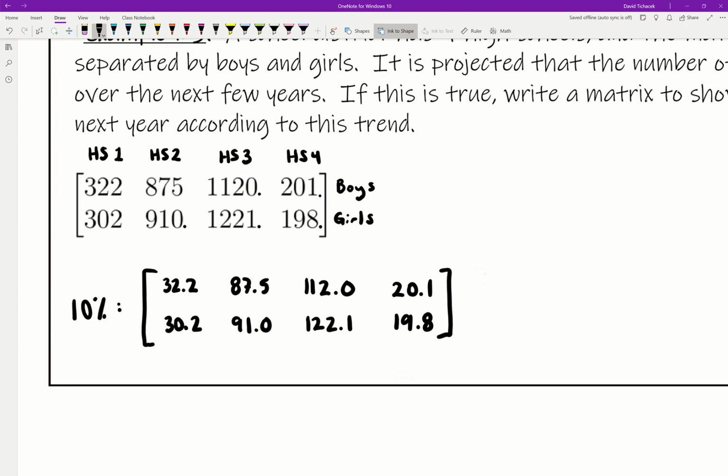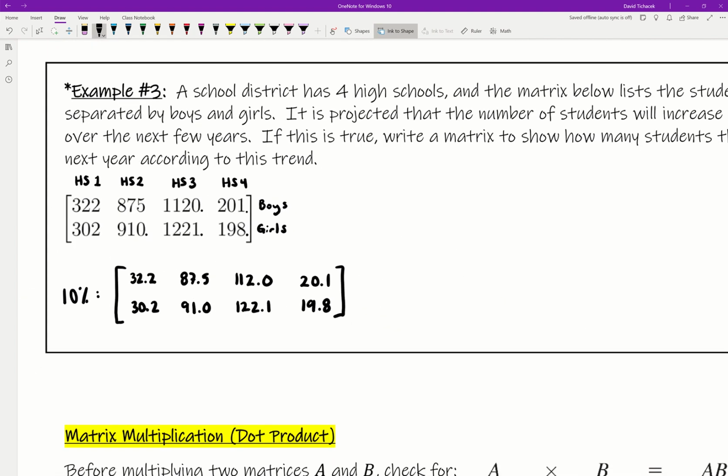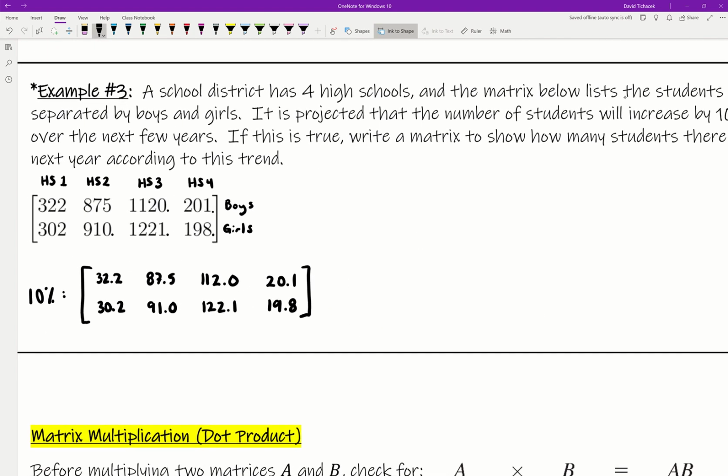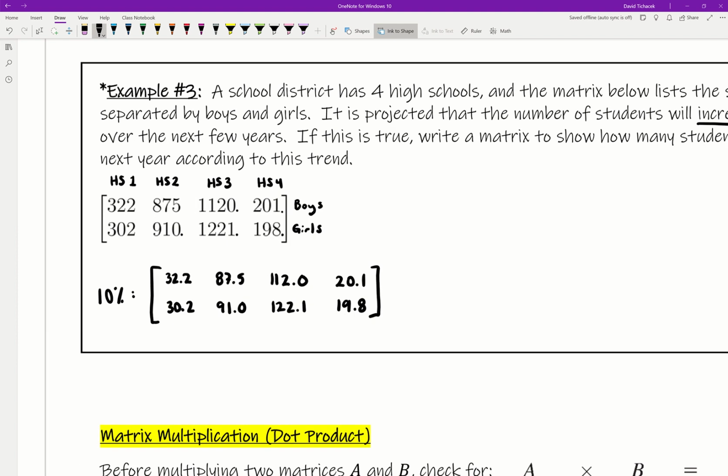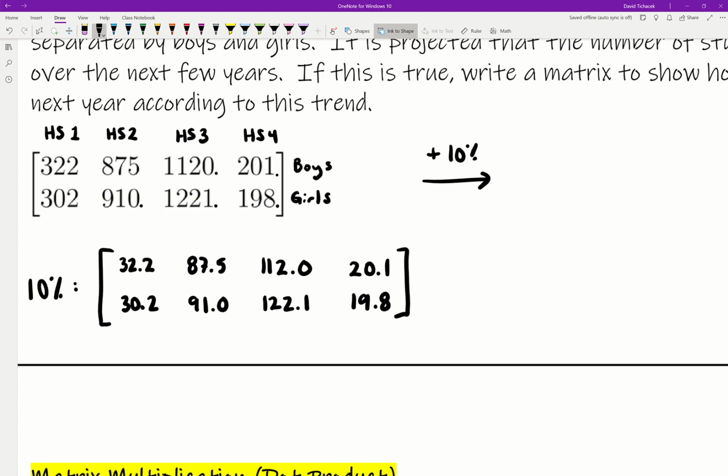So what we would now want to do is just notice that it says it is projected that the number of students will increase by this amount over the next few years. And so if we're increasing by 10%, then we can get a nice estimate for where we're going to be by simply taking the original numbers we started with and then adding on 10% of them, okay? So when we add on 10%, we're basically looking at this as adding these two matrices together, which just means we're going to add corresponding entries together here, okay?